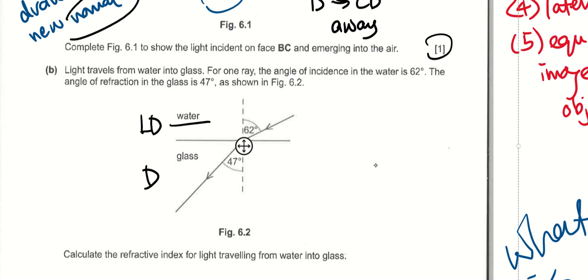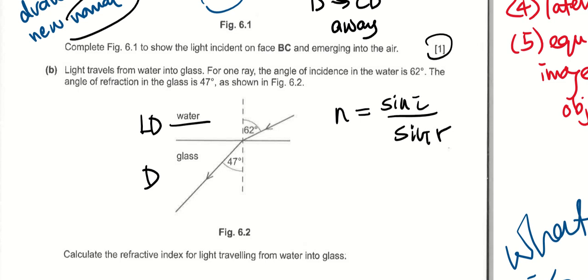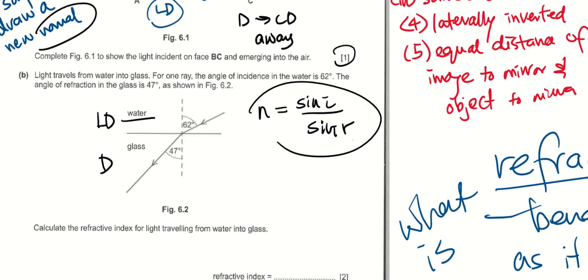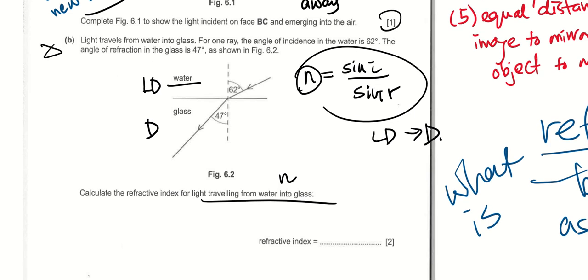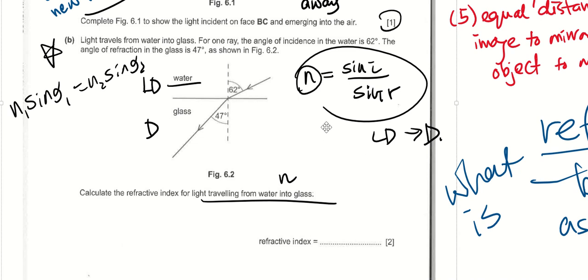So remember just now I told you about this formula, n equals sine i over sine r. Okay, so this formula is for when the light is going from less dense into denser. Okay, so this n is for the light traveling from water into glass. So this question you might want to take note of. Even though I teach n1 sine theta 1 equals n2 sine theta 2, where one of the media will either be air or vacuum, sometimes O level they like to trick us. So they use water and glass in this case. And I know water is less dense, glass is denser.